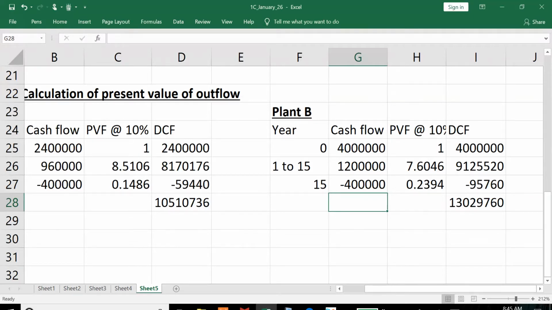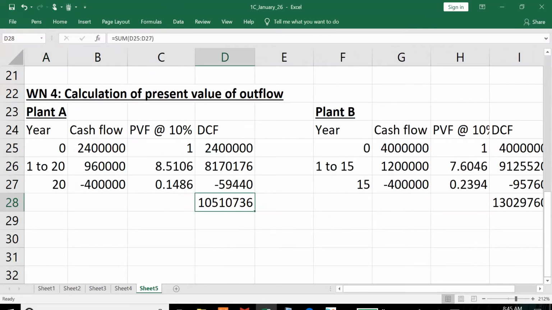One crore 5 lakh and 1 crore 30 lakh. Clear? Can we proceed? Okay, now listen. I cannot make my decision only looking at these two numbers. Plant A has a life of how many years? 20 years. Plant B has a life of 15 years.